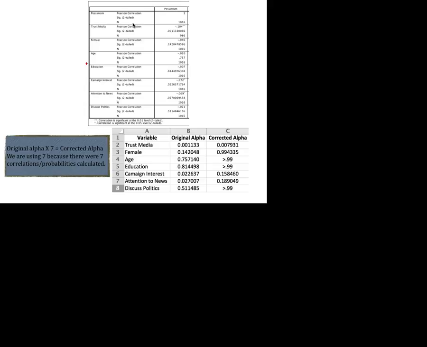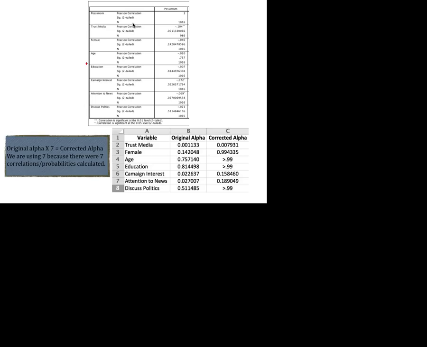And we get to exactly the same place we got earlier when we went through this slide, that the only one that's significant is trust in the media. After the Bonferroni correction, that's the only one that remains below 0.05. And so, for me anyway, it's a little easier way to use the Bonferroni correction.